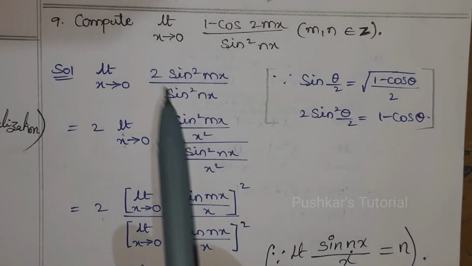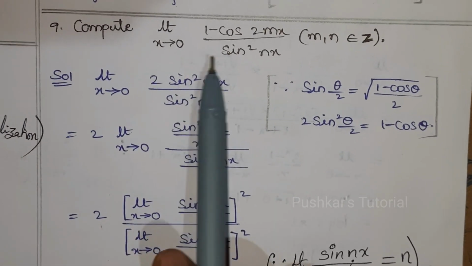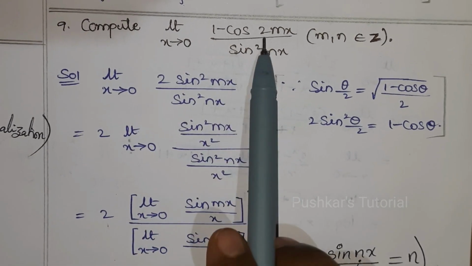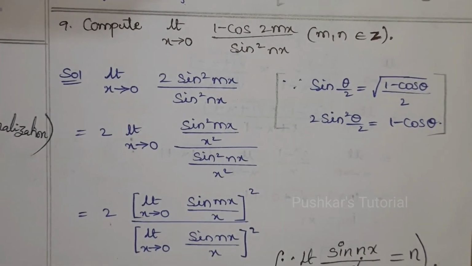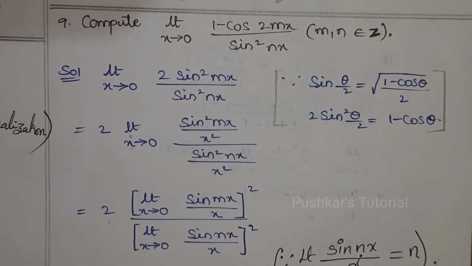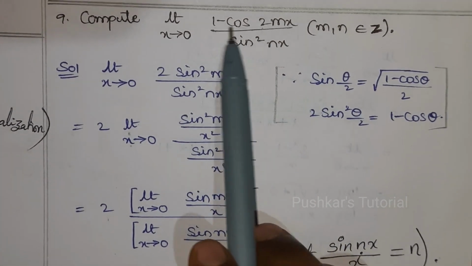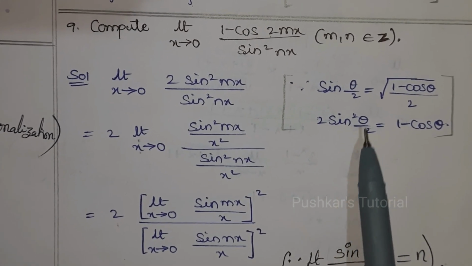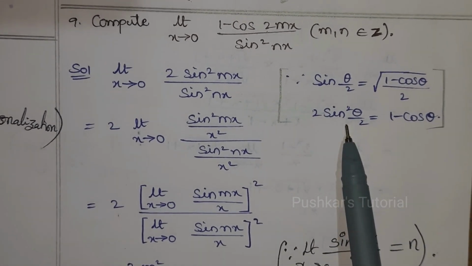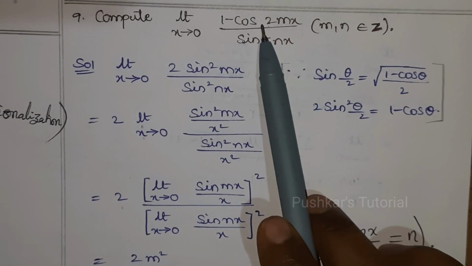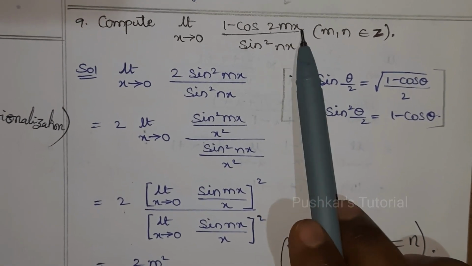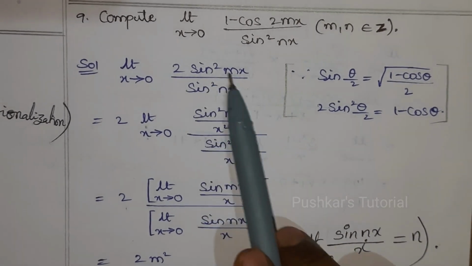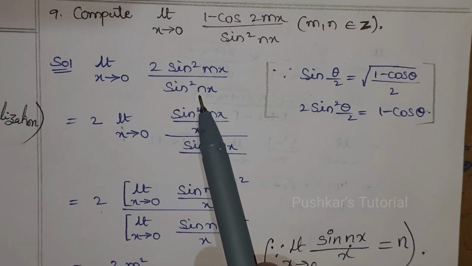Next, an important VSQ, it can come as an SQ also. Limit x tends to 0, 1 minus cos 2mx by sine square nx. So in the denominator we can't do anything, but in the numerator you see 1 minus cos theta. The 1 minus cos theta formula is 2 sine square theta by 2. How much angle is there in that? Half. So here the double angle is given, 2mx. 2mx, so half is what? 2 gets cancelled, only mx. So 2 sine square mx by sine square nx.